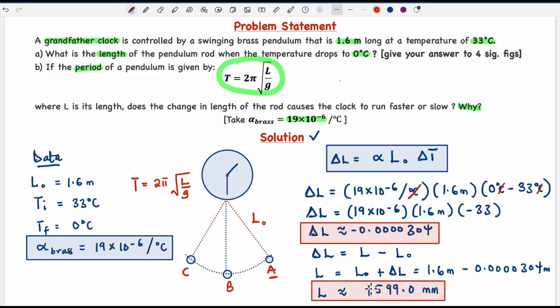Therefore, with this problem, since there's a decrease in the length of this rod due to the temperature reducing from 33 degrees Celsius to 0 degrees Celsius, the length is now reduced. Thereby, the period is going to be reduced, meaning it is going to take a shorter period of time to make one complete cycle, and that significantly would affect the time. Therefore, the clock is going to run faster. All right, so this is a very interesting problem, and it gives us practice on linear expansion of materials.